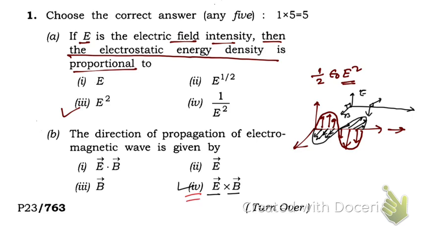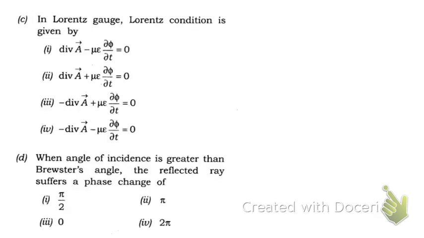Now next question, 1C: the Lorentz condition is given by. So what was the Lorentz condition? We know that the Lorentz condition is nothing but divergence of A plus mu epsilon d phi by d t is equal to 0. So this is the correct option, option number 2.